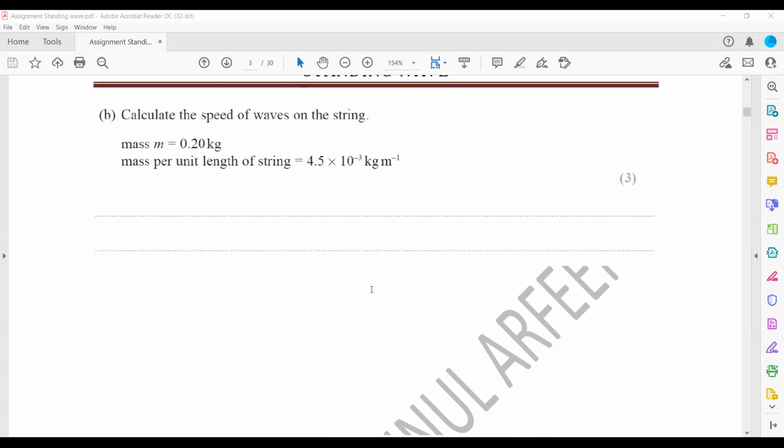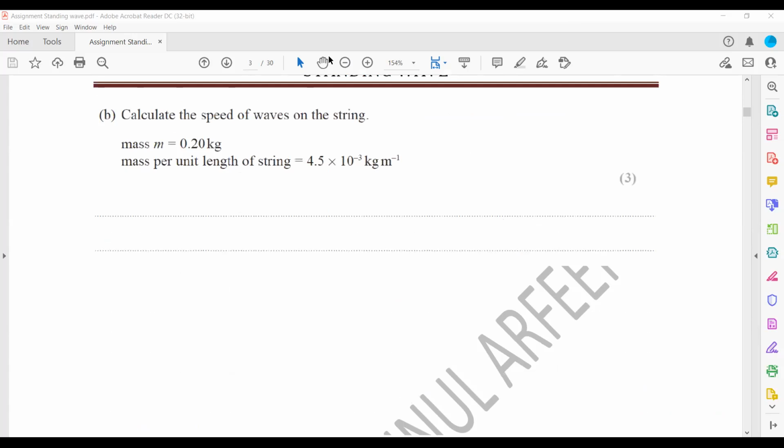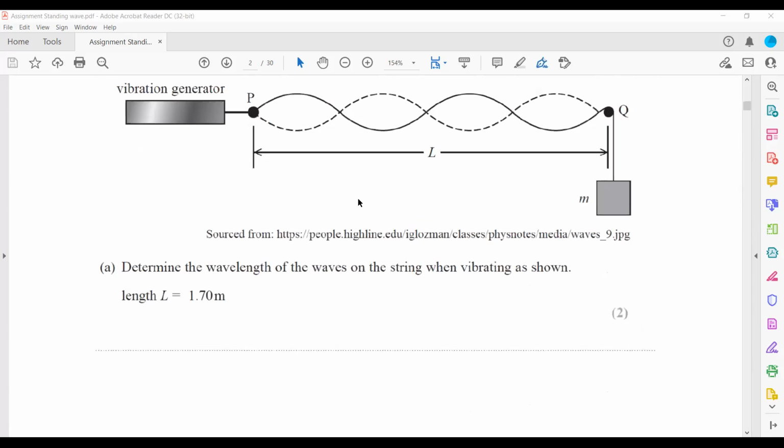Then the second part, we need to calculate the speed of a wave in a string. So the mass which is attached is 0.2 and the mass per unit length is given. The formula to get the speed: v is equal to the square root of T divided by mu. So mu, mass per unit length, is given. But what about T? T is the tension in the string, and that is equal to the weight of the mass which is attached. So the mass of this object is equal to 0.2, but we don't need mass, we need a weight.